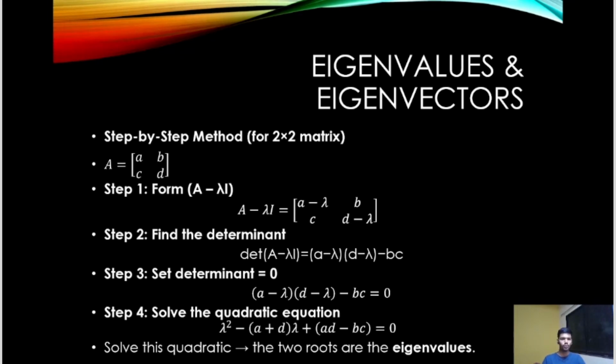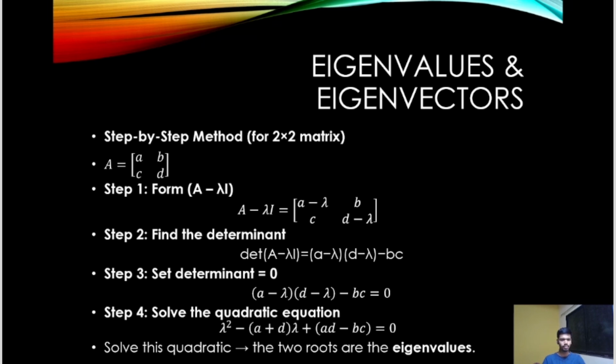So let's see how to calculate eigenvector and eigenvalue. So this is a step-by-step method for solving a 2 by 2 matrix. So take A as a, b, c, d, and then subtract lambda times I from A. So then it will become like this.